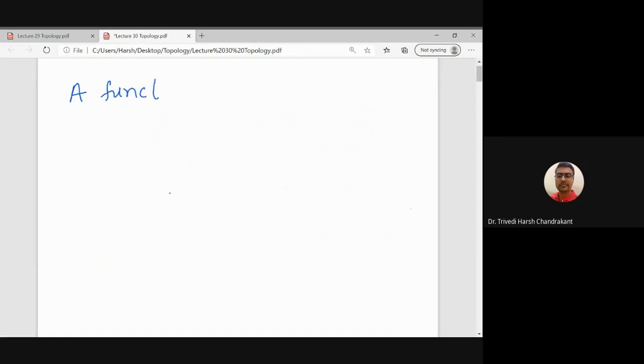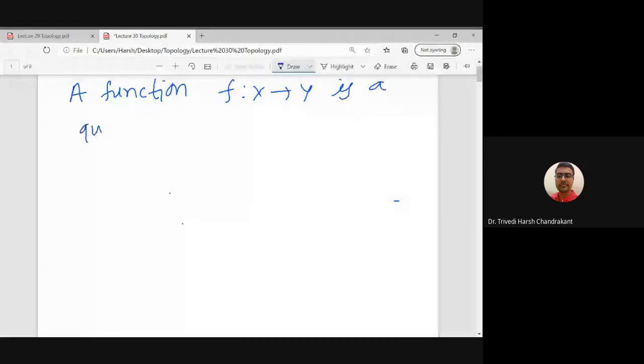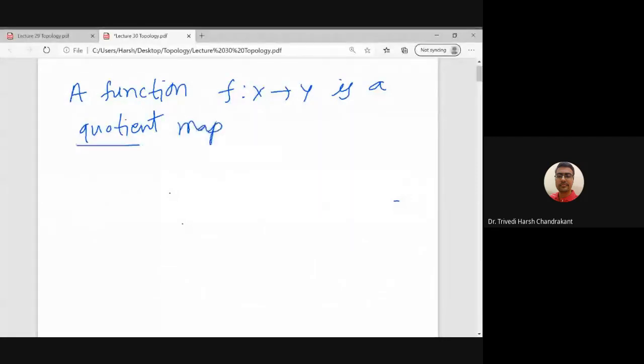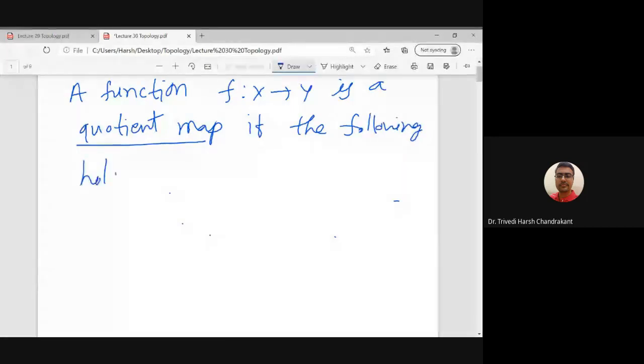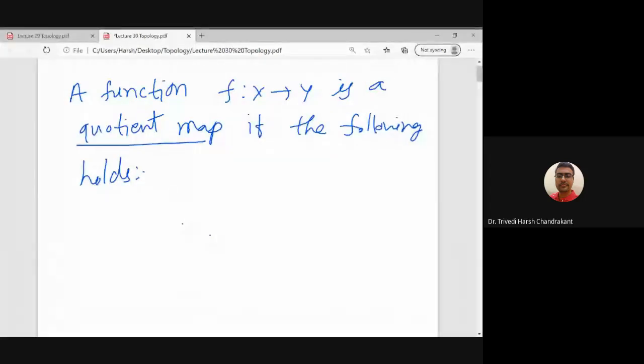A function f from X to Y is a quotient map if the following holds. So what is the definition of a quotient map? The definition of a quotient map is that V belongs to tau Y if and only if f inverse V belongs to tau X.